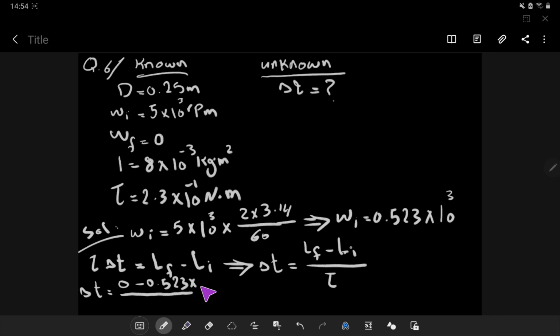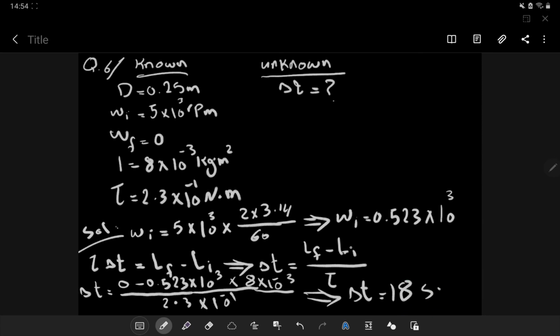0.523 times 10 to power 3, multiplied by 8, which is the moment of inertia, 8 times 10 to power minus 3, over the torque, which I have in this question, 2.3 times 10 to power minus 1. And the final result for delta t, by using the calculator, should be 18 seconds.